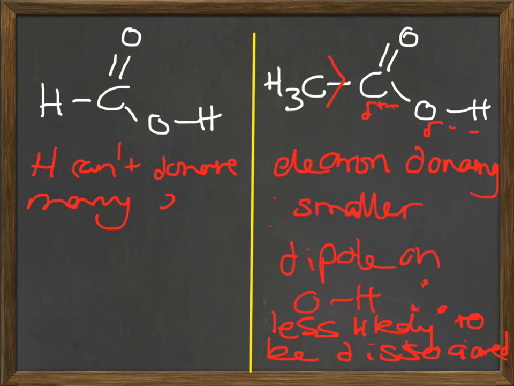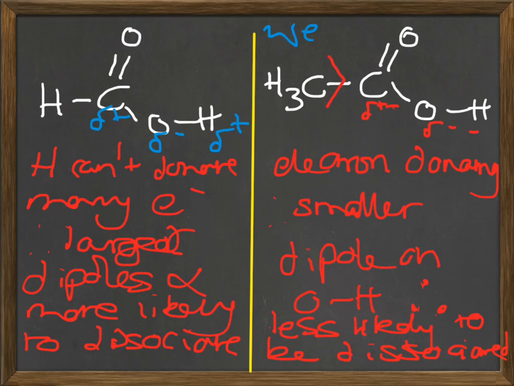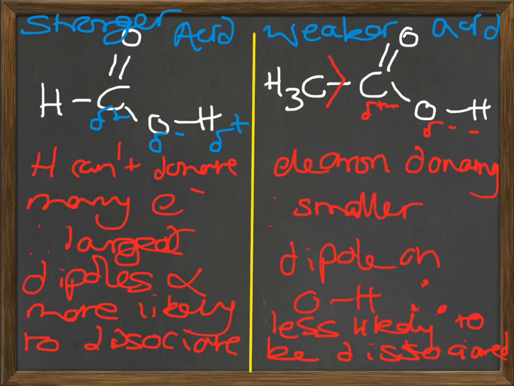On our methanoic acid, the hydrogen can't donate that many electrons into the carbon. So there's a much bigger dipole on the carbon, delta plus. We're more likely to lose our proton and form the relatively stable carboxylate anion. Okay, so that's the more acidic. The methanoic acid is more acidic than the ethanoic acid because it hasn't got as much electron density being donated into the carboxylate anion, so it's less negative, if you like.